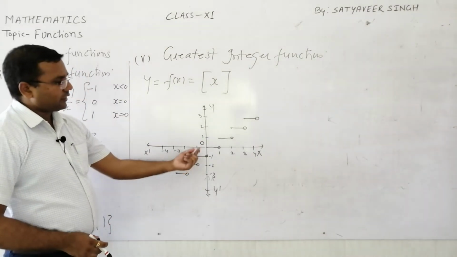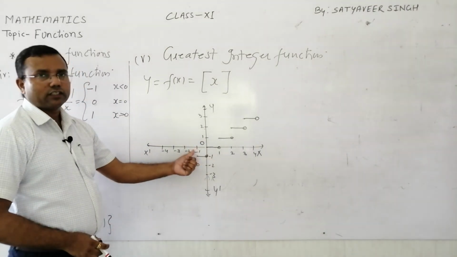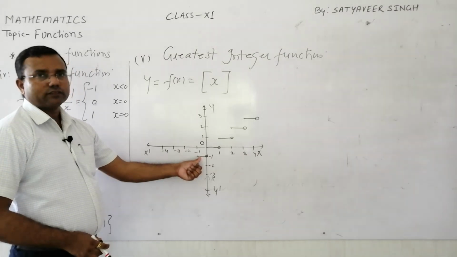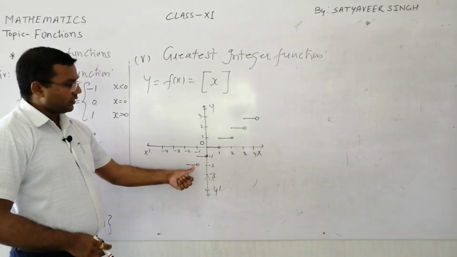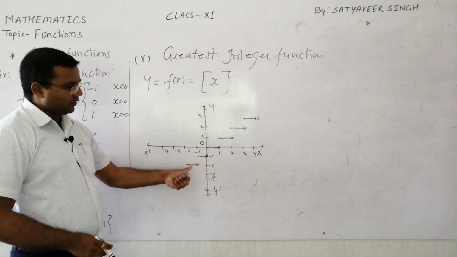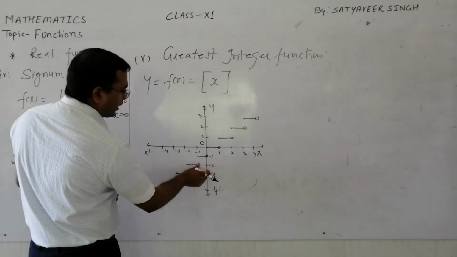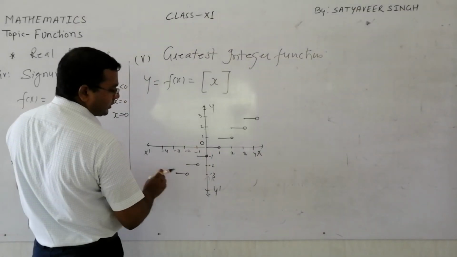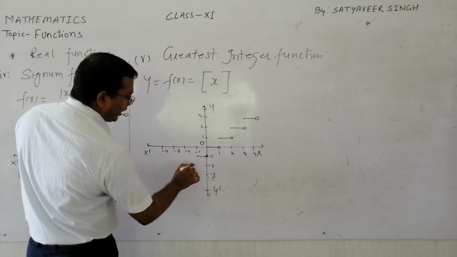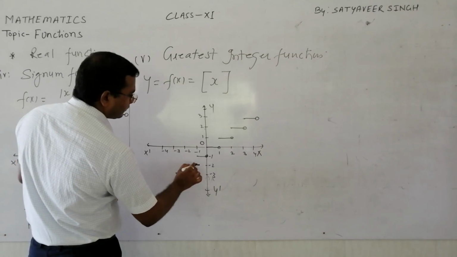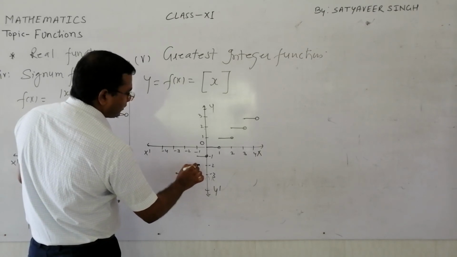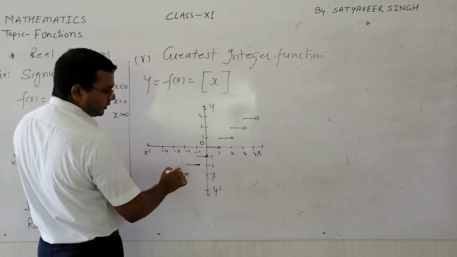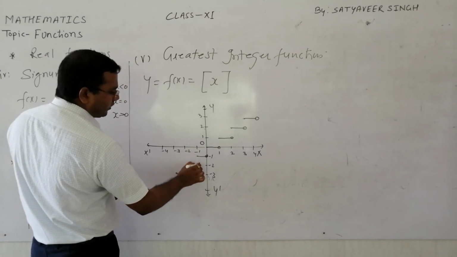Similarly, when I take a value between 0 and -1, it is giving you -1. But at -1 it gives you here the value -2. Here I should write it like this. It is -2 at -1. So the function is going like this.